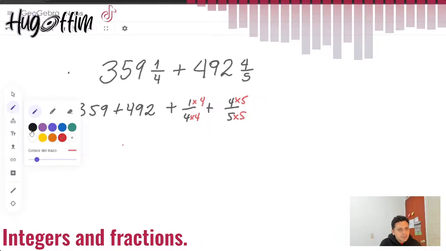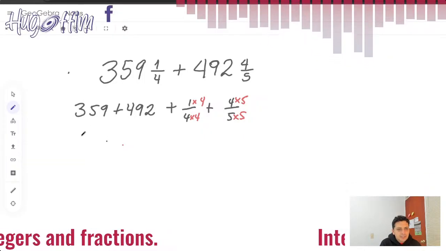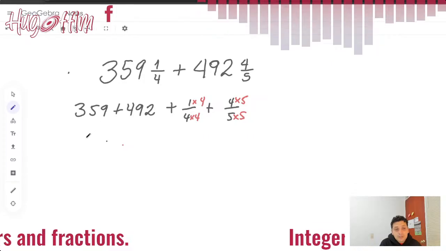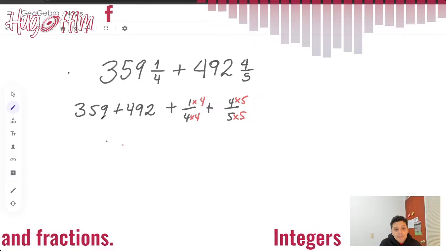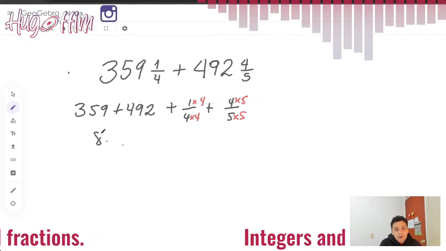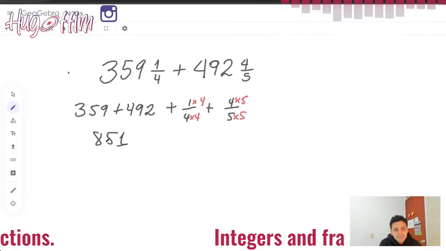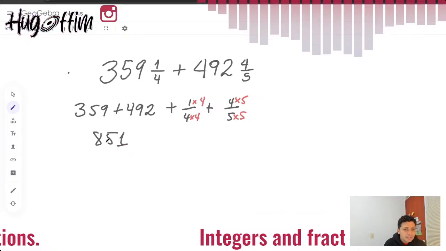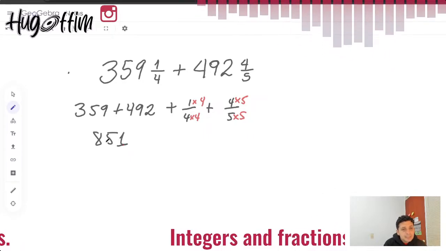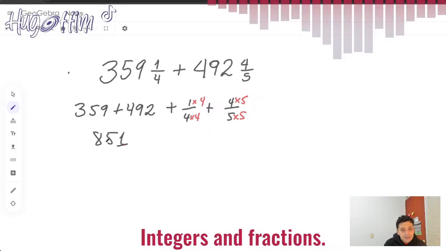So I can perform the addition. Let's add these two. 400 plus 300, 700. 50 plus 90 is 140. So it's 840. 9 and 2 is 11. So it's 851. Right? Let me do it again. 700 plus 140 plus 11. 700 plus 140 is 840 plus 11, 851. Yeah, correct.